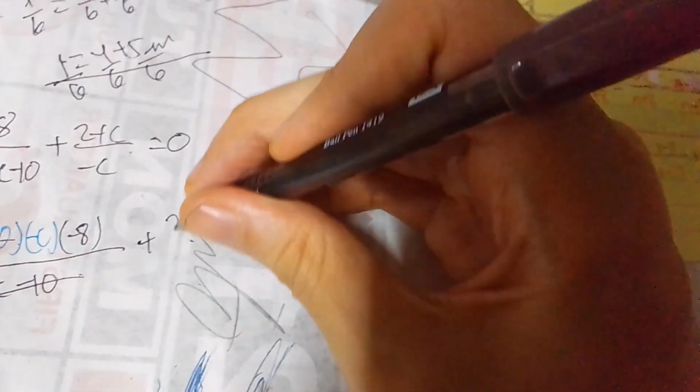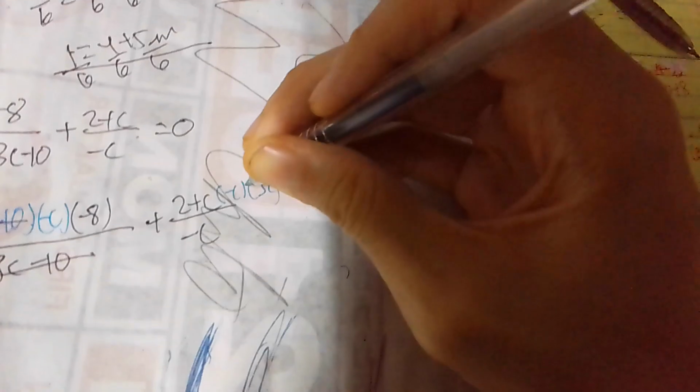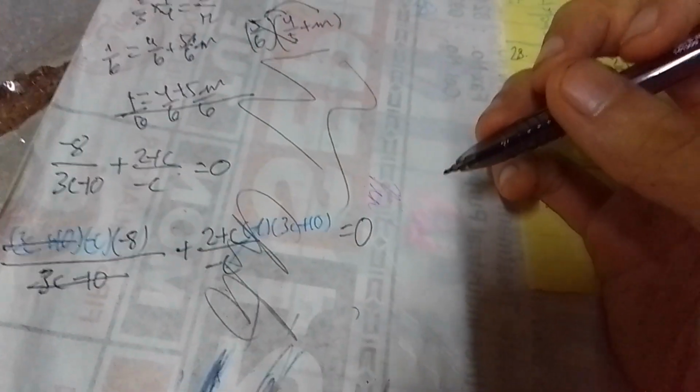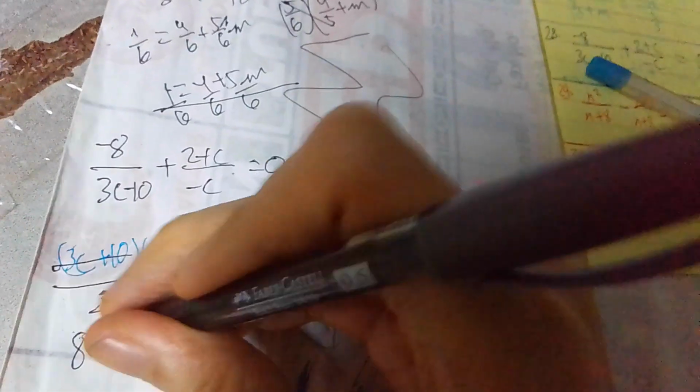On the other hand, we have 2 plus c over -c. This can be multiplied by -c and 3c plus 10. The -c's cancel out. And we're just left with 0, that's just 0. So nothing affects it, that's automatically implied. Now we apply the math. -8 times c equals 8c.